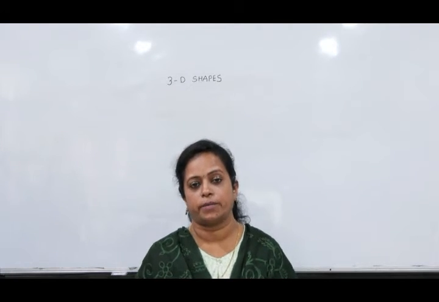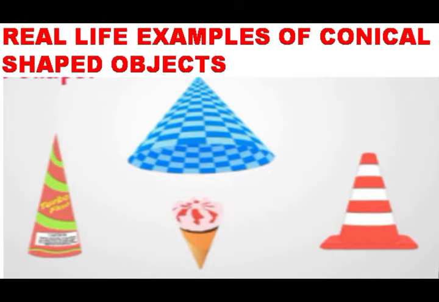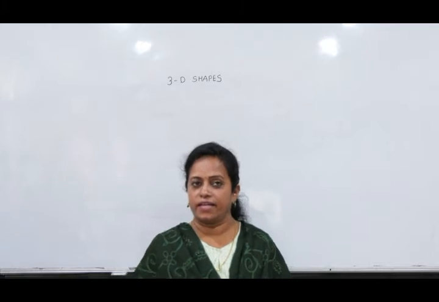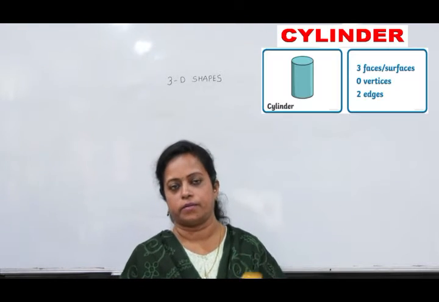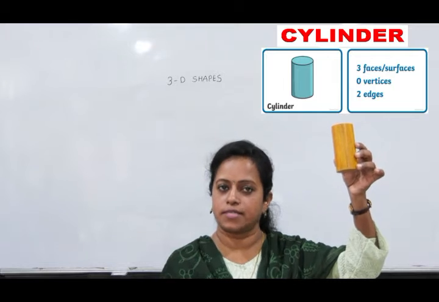Examples of conical shaped objects can be birthday caps or traffic cones, and one very common example is the ice cream cone. The next three-dimensional object that you are going to learn today is a cylinder. This is the shape of a cylinder.